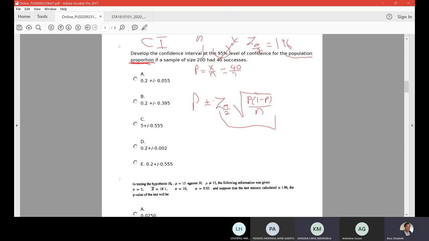It's 40 over 200. What did you get? What is your P? 0.2. So 0.2 plus or minus 1.96, which is our critical value, times the square root of 0.2 times 1 minus 0.2, divided by 200.